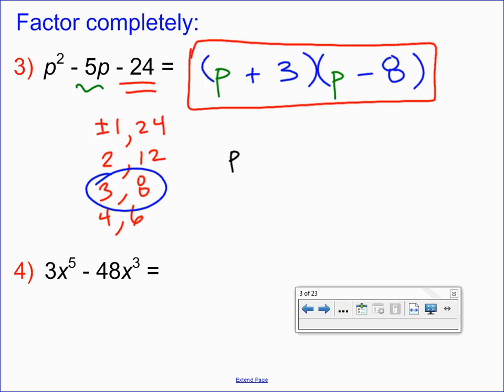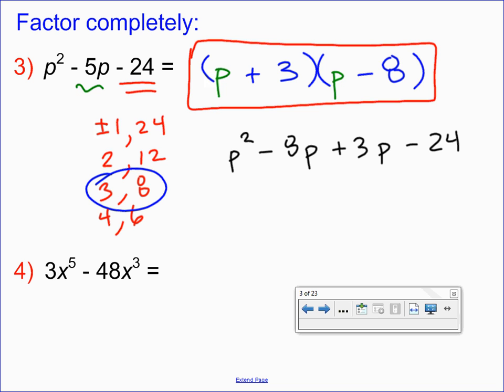And so I can do a quick first product would be p times p, an outer product, negative 8p, my inner product plus 3p, and then my last would be minus 24. Does that combine to give me my original? You bet your boots. That's how we figured out my placement of the last. Nice job. Stop. Think. GCF.